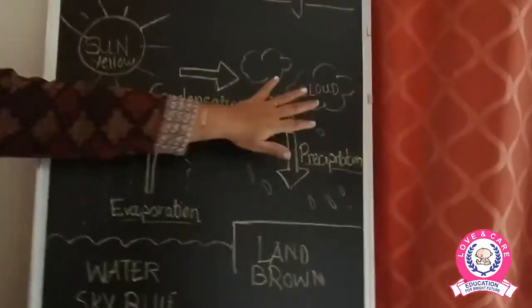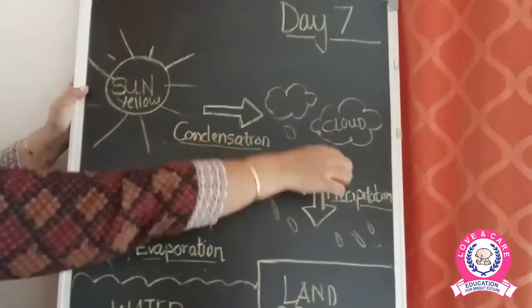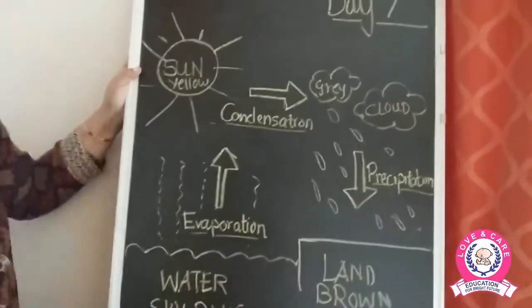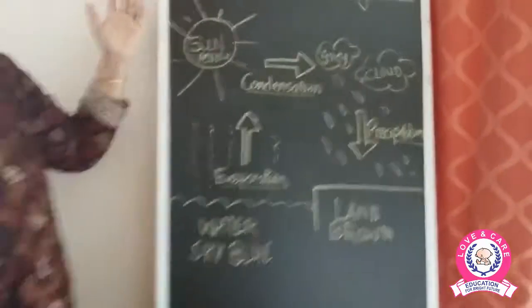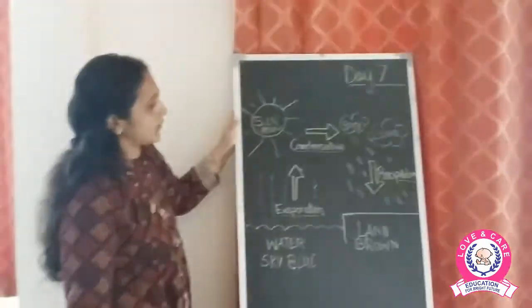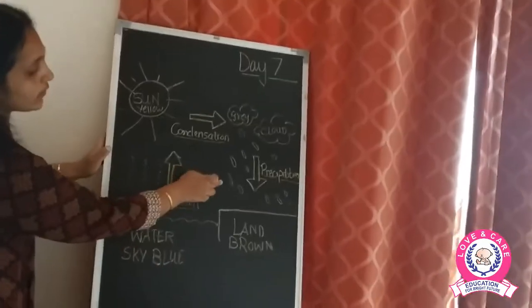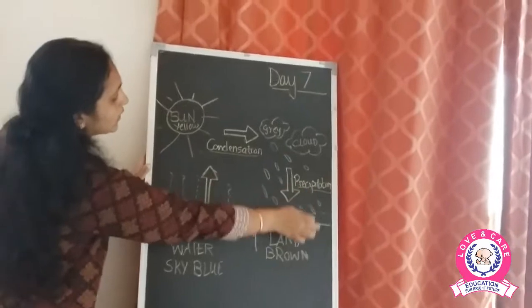And the clouds. Now you can color one of the cloud grey also, because when it is raining the sky becomes dark because the clouds get dark in color. So this is the color, and when the rain drops you have to again do the blue color.